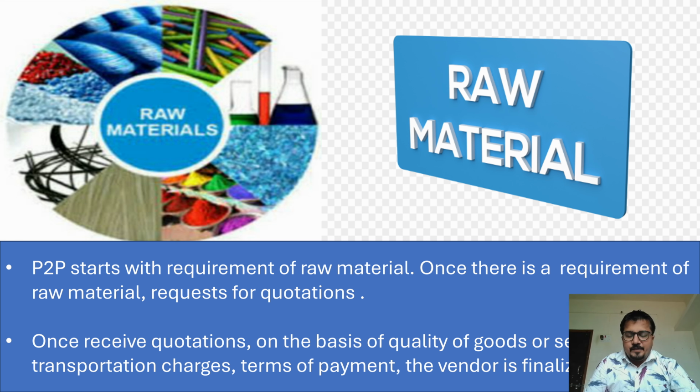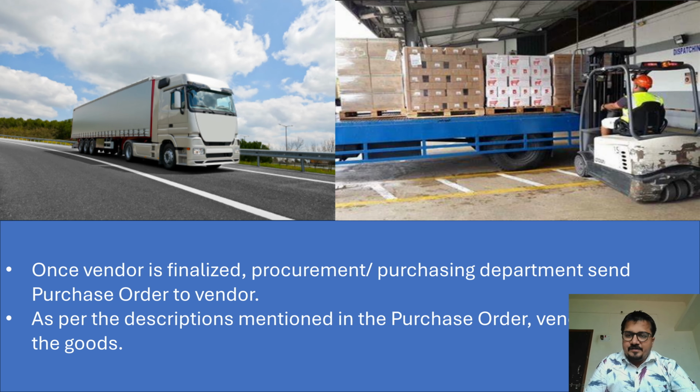This is the first step of P2P. P2P starts with a requirement of raw material. Once there is a requirement of raw material, the company requests quotations from the vendor. Once quotations are received, on the basis of quality of goods or services, transportation charges, and terms of payment, the vendor is finalized. Next stage, once the vendor is finalized, the procurement purchasing department sends a purchase order to the vendor and as per the descriptions mentioned in the purchase order, the vendor provides us the goods.